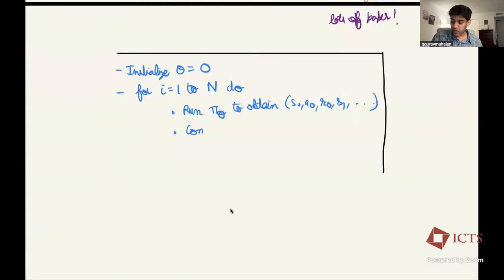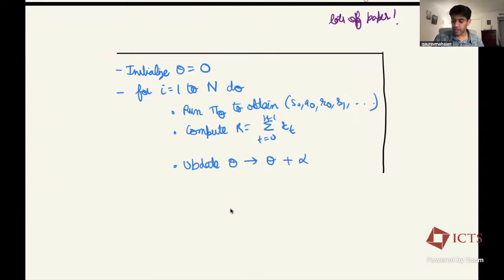And then you compute your return, which is just the sum of your rewards. And then you update theta using just the sum of your log probabilities. Okay, and so that's policy gradient.